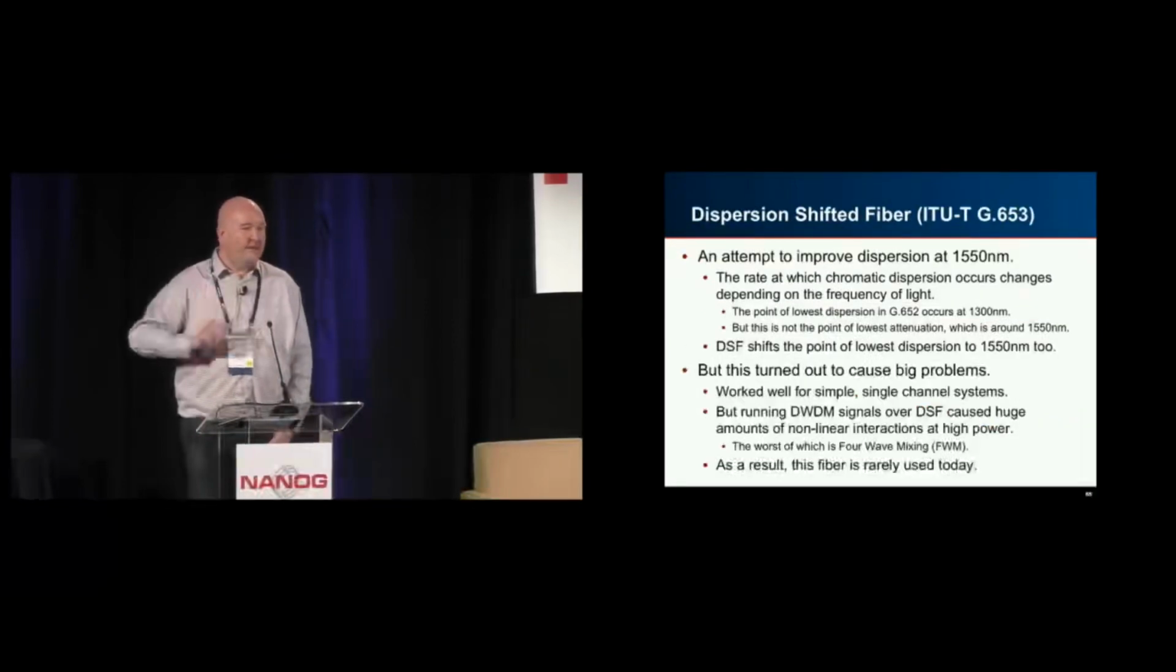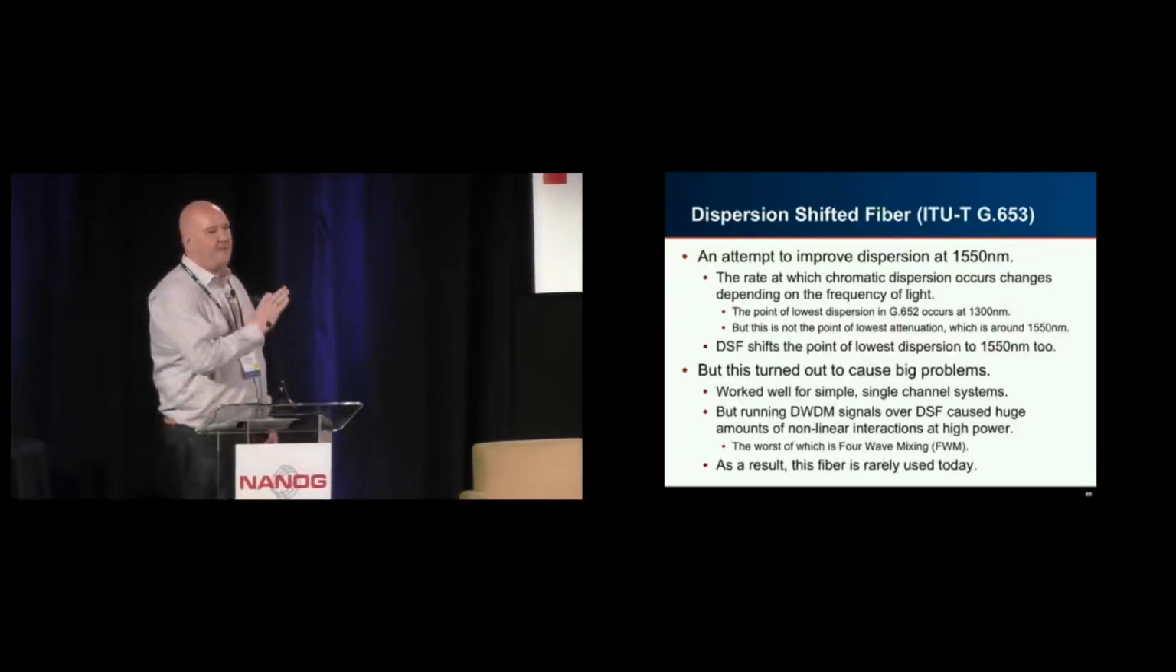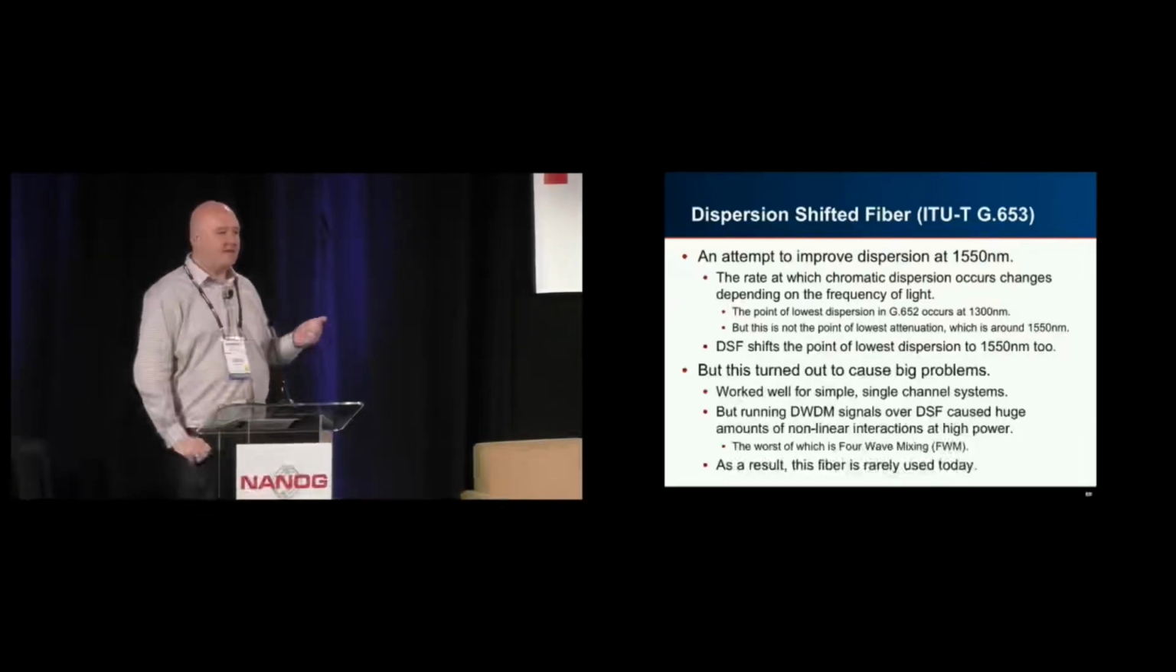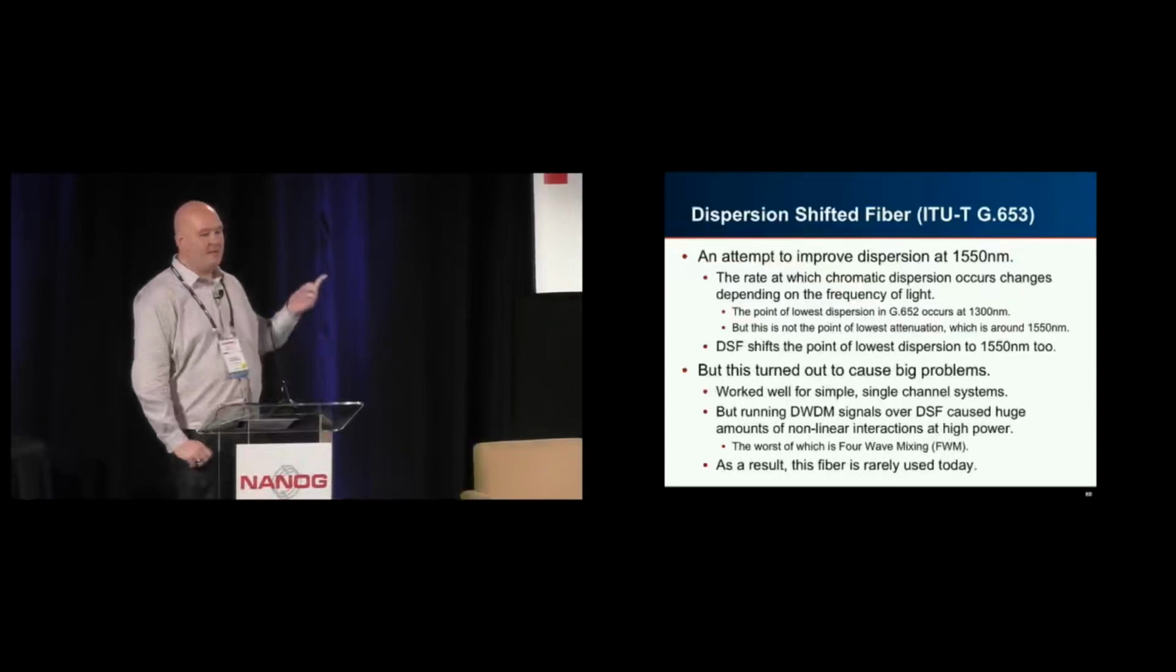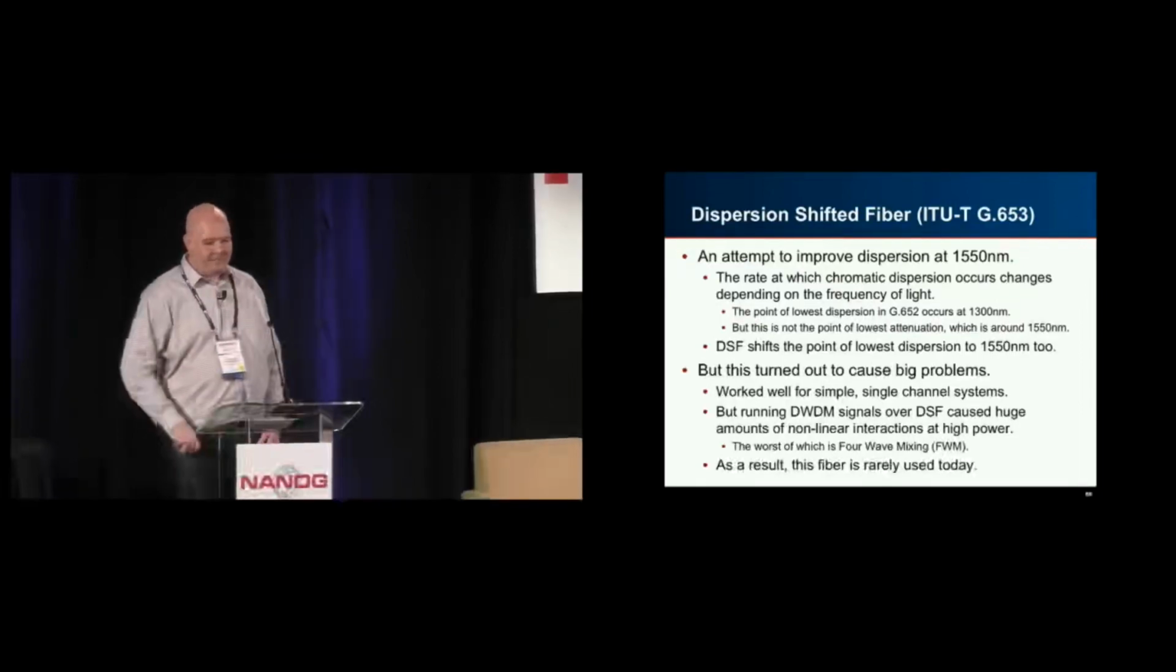That's all it is. So dispersion-shifted fiber was an attempt to improve the situation. What happened here was they engineered the fiber in such a way that it moved the point of zero dispersion over into the 1550 nanometer band. So they thought, this will be great. We'll have fiber that I can send with low dispersion and low loss, and everything will work great. And it turned out to be a really bad idea.